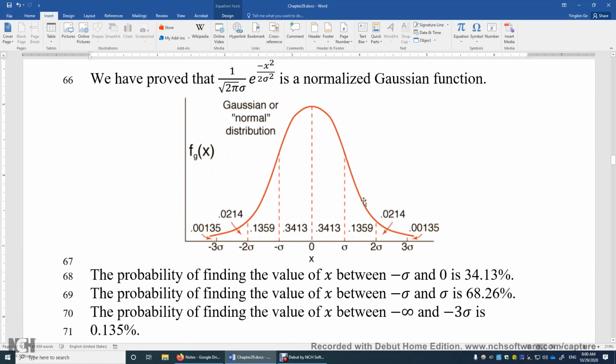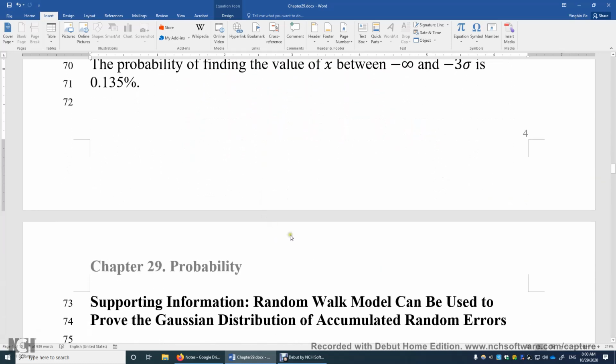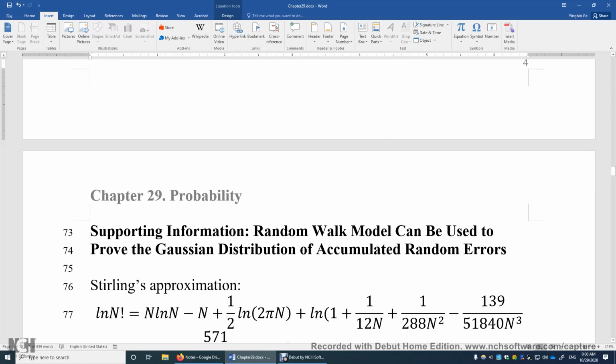Why is the Gaussian distribution important? We can actually prove this if you have random errors. If you have a huge number of random errors being accumulated, in the end, it's going to be a Gaussian distribution. So we're going to look at this so-called random walk model in the supporting information.